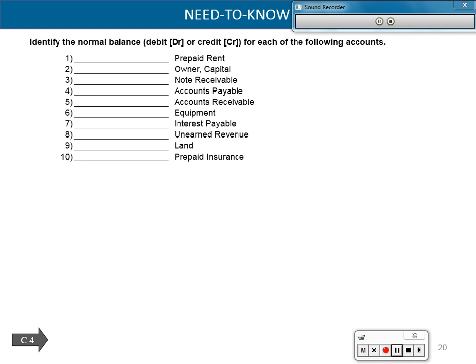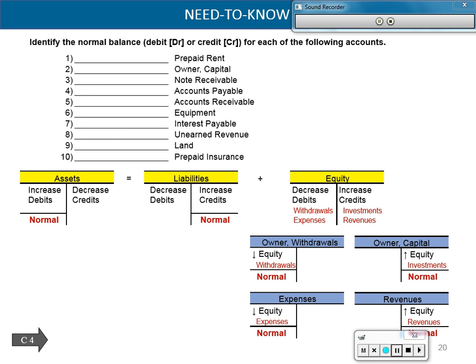Good. Accounts receivable, asset. Debit. Right. Equipment, debit, because it is an asset. Interest payable, credit because it is a liability. Unearned revenue, liability, credit because it is a liability. Land, asset, debit because it is an asset. Prepaid insurance, debit, because it is an asset. Good. So our assets are debit. Where you pay for it?